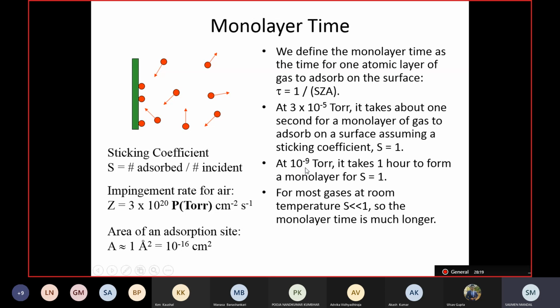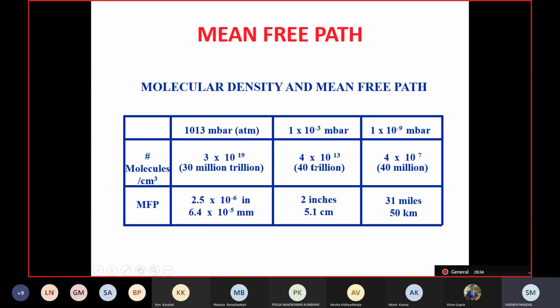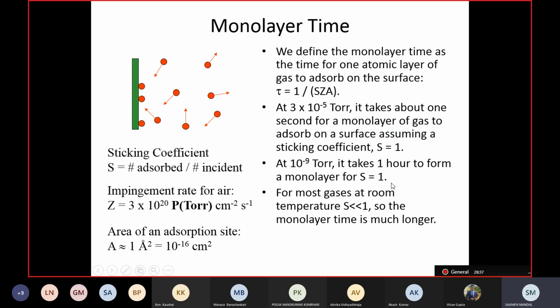Now, if I go for high vacuum, 10 to the minus 9 torr, it takes 1 hour to form a monolayer for S equal to 1. Why is it taking 1 hour here and 1 second there? Because the number of molecules is less, as we already saw in the previous slide. And for most gases at room temperature, S will be very much less than 1, so the monolayer time is much longer. For simplicity, we are assuming S equal to 1.